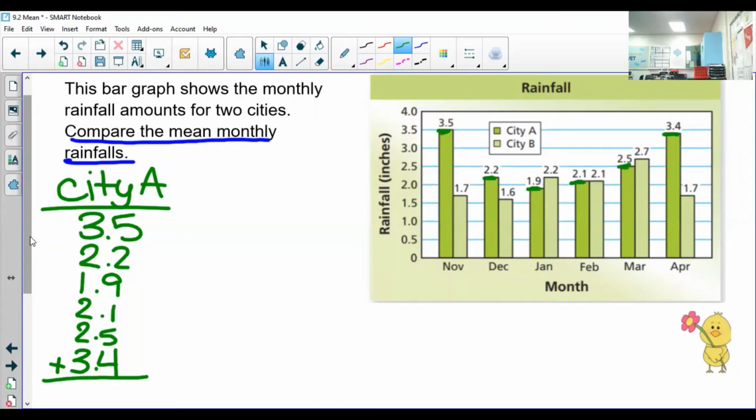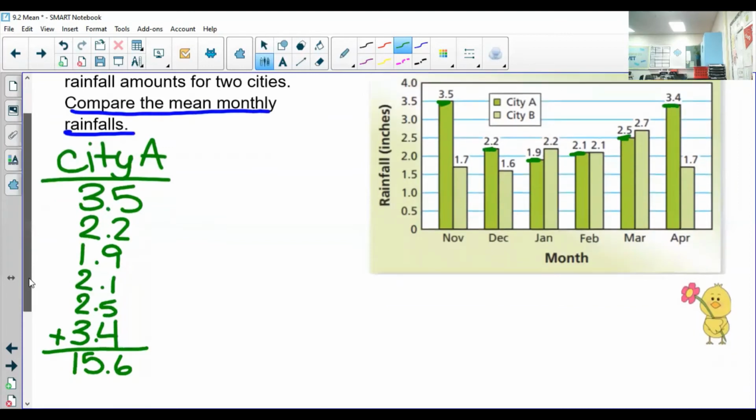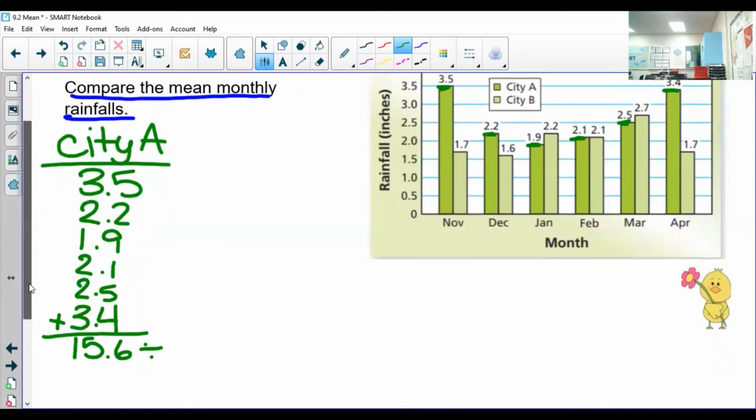And once you add those all up, you will get 15.6. And now we need to find the average. So we're going to divide by 1, 2, 3, 4, 5, 6 numbers. So 15.6 divided by 6 equals 2.6, and we're measuring in inches. So the average amount of rain in city A is 2.6 inches.